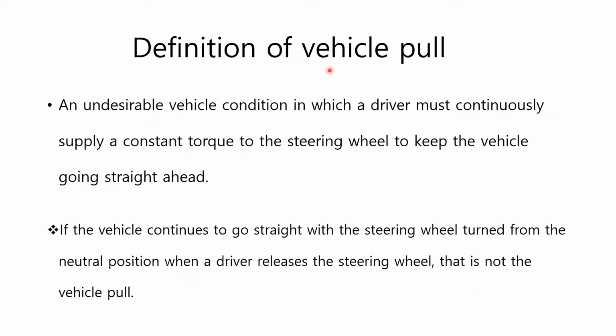A vehicle pull can be defined as an undesirable vehicle condition in which a driver must continuously supply a constant torque to the steering wheel to keep the vehicle going straight ahead. If the vehicle continues to go straight with the steering wheel turned from the neutral position, when a driver releases the steering wheel, that is not the vehicle pull.